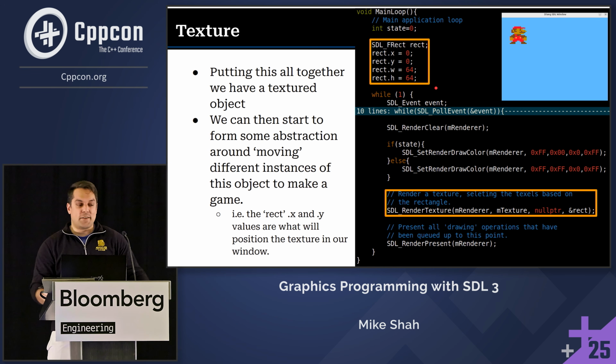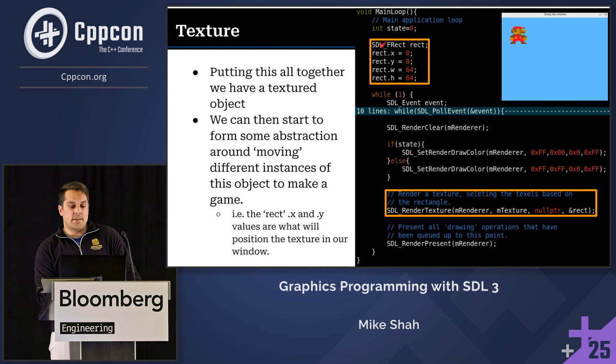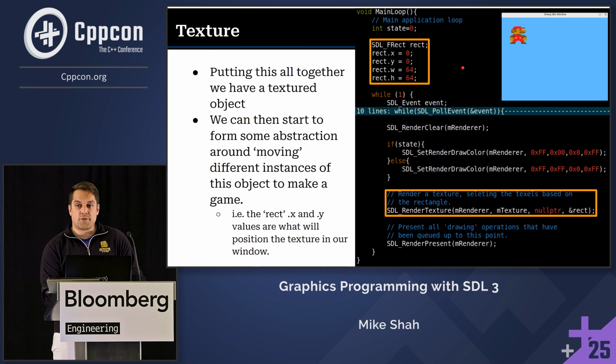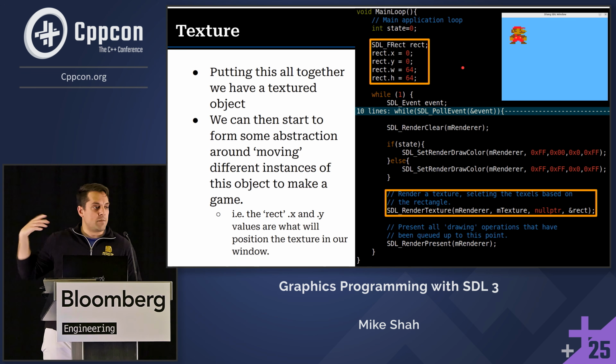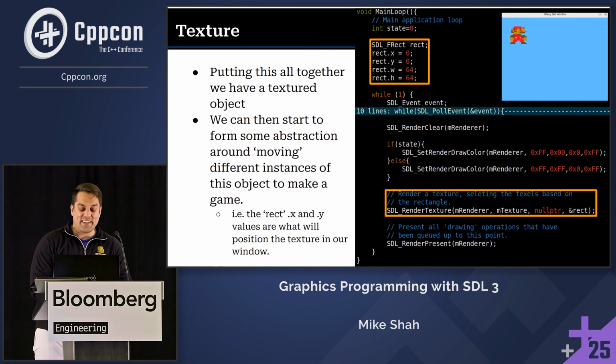So hooray, we've got something drawing here. And then if you can imagine, all I have to do is update the X and the Y positions of this rectangle, and all of a sudden I've got a character moving around. You can build a game here, Pong or whatever, at this point.